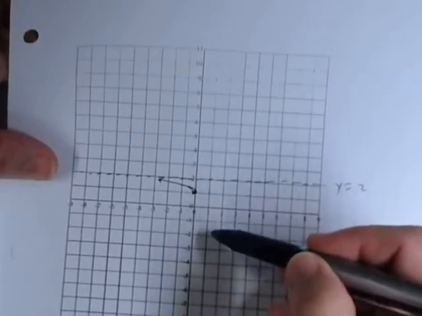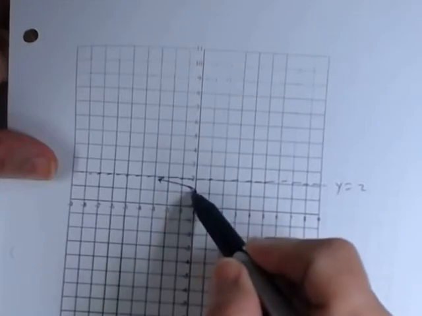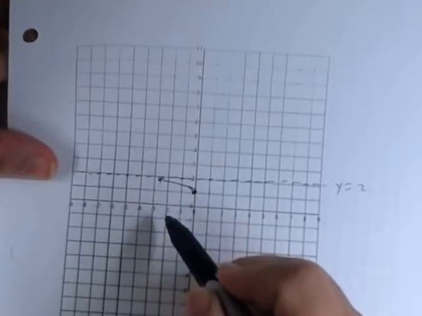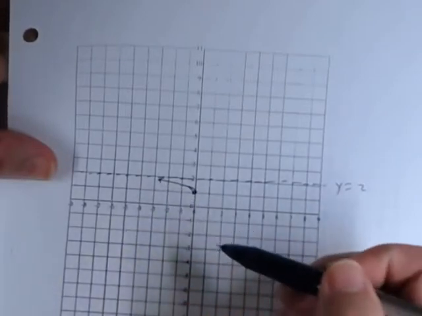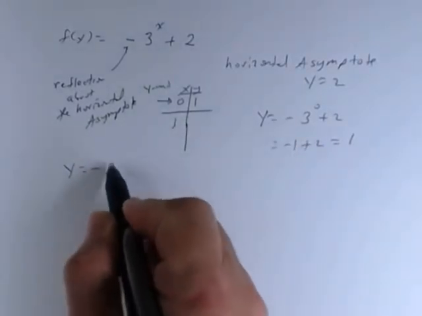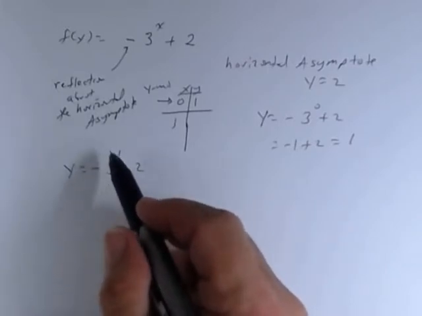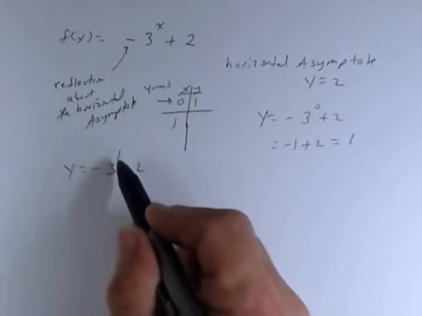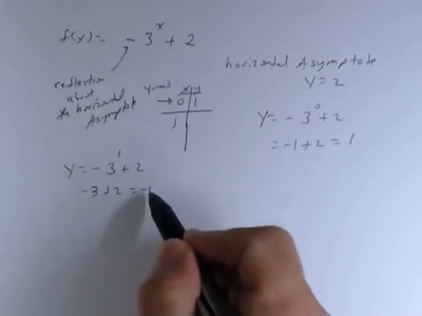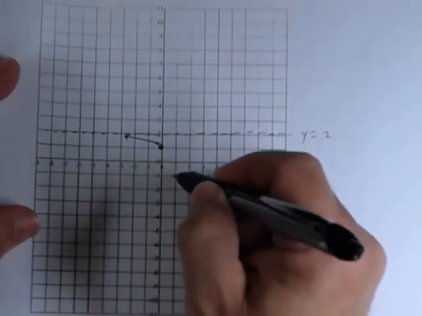So let x be 1. Since I know that it's going to decrease, this part's going to go towards the horizontal asymptote. So if x is 1, I get y equals negative 3 to the first power plus 2. Now be careful. 3 to the first is 3, and this is still a negative 3. What's negative 3 plus 2? Negative 1. So I plot this point 1, negative 1. So 1, negative 1 is here. And I just need one more.